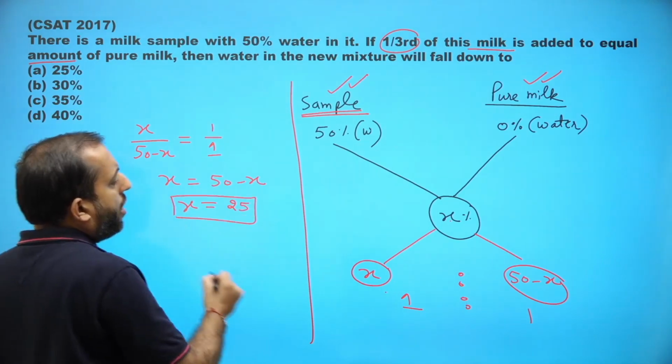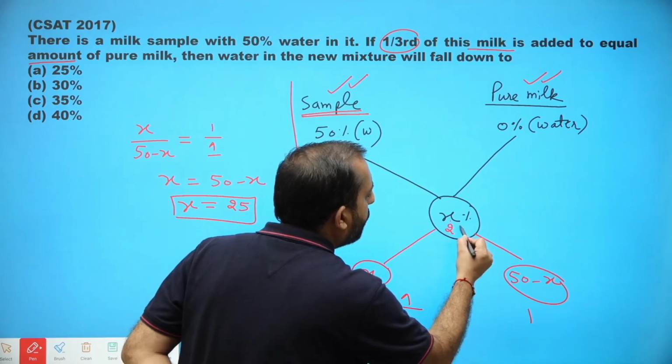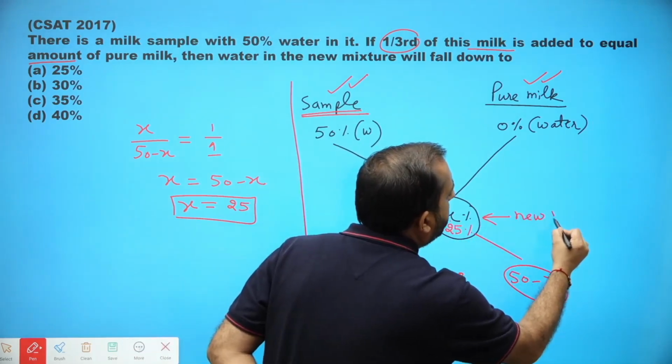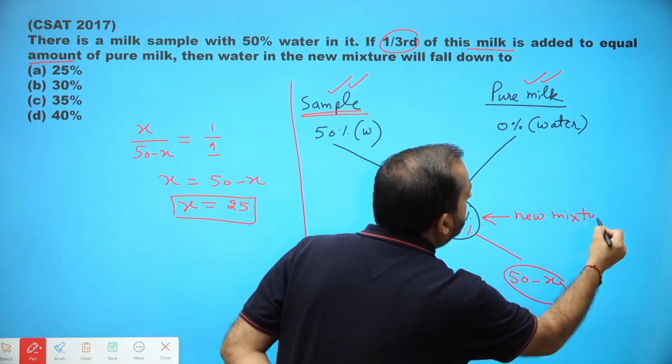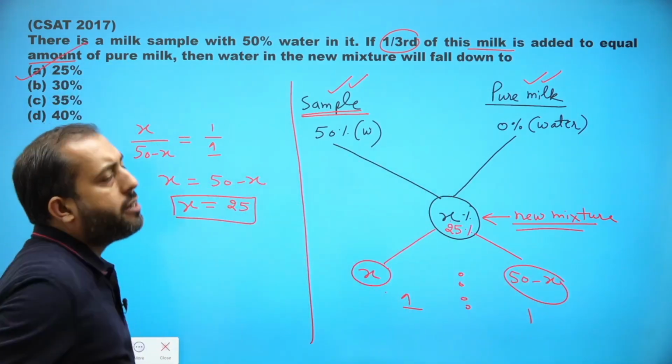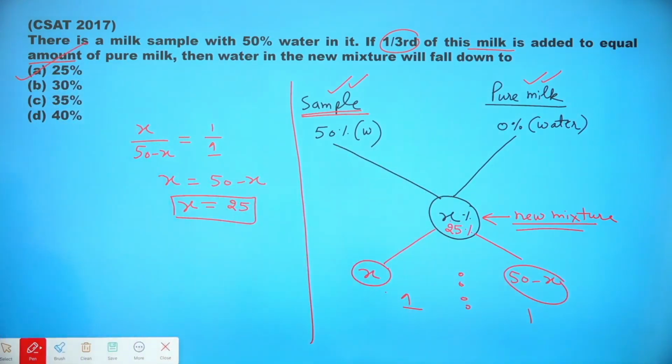So what is the percentage of water in the new mixture? The percentage of water in the new mixture will be 25%. Hence option A is the right choice. What is this? This is your alligation. Okay, let's move on to the next problem now. Can I erase? Let's solve the next problem.